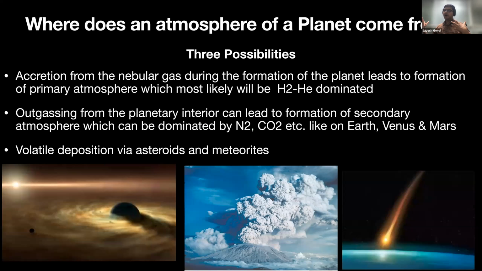There are three ways to form a planet's atmosphere: primordial using accretion, then outgassing, and volatile deposition. So suppose our planet has formed due to outgassing. There will be some signatures of this outgassing in the atmosphere, and we can use those signatures to constrain the planet's interior. So that is one technique.